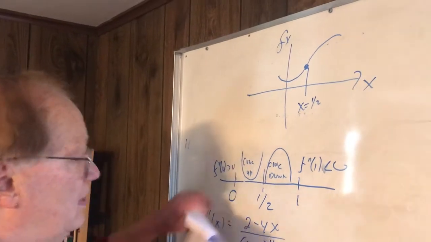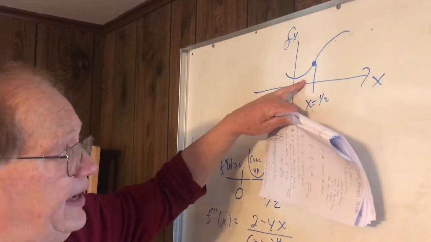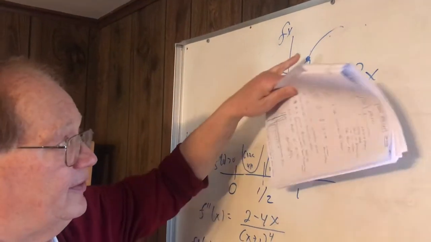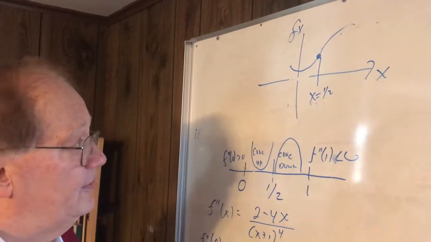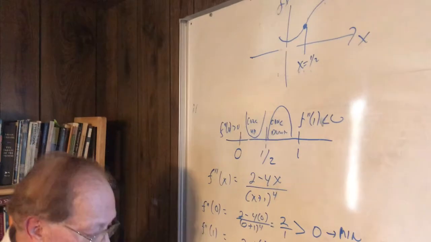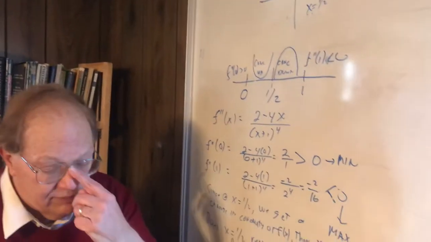Notice I'm going up here, and all of a sudden I start to go up and I start to level off. And this is where it starts. So x equal 1/2 is a point of diminishing returns. I go from a smile to a frown. That's the easiest way.